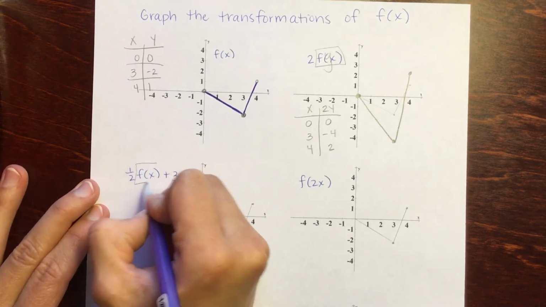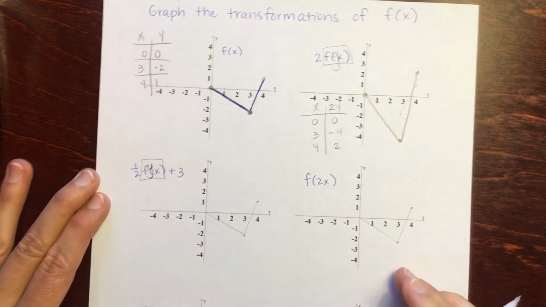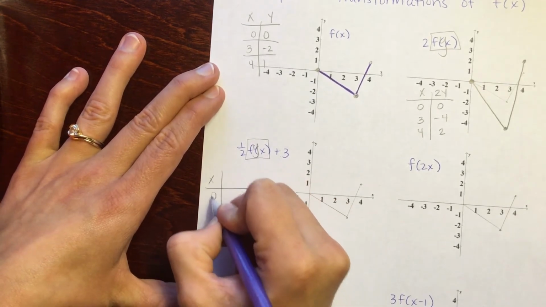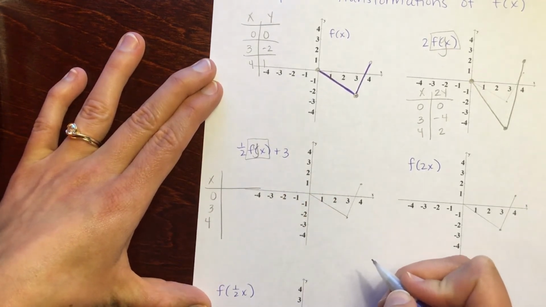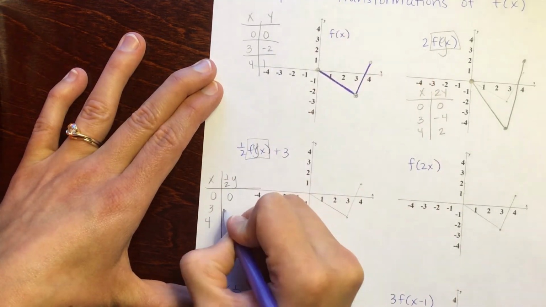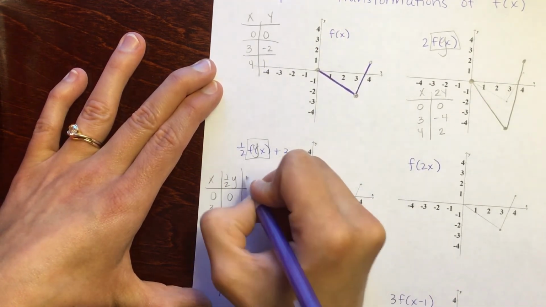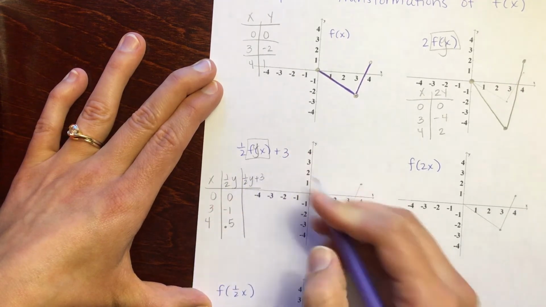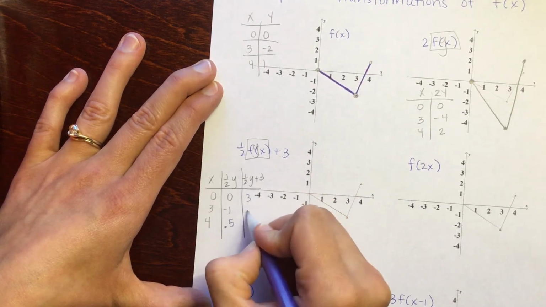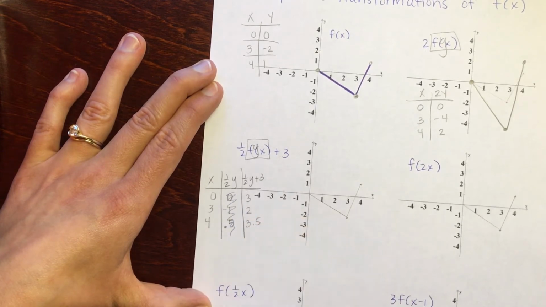Same idea, we're going to do the same thing here. This f of x is the same thing as my y. So I'm just going to multiply my y values by 1/2 and then add 3. So I'm going to rewrite my table. X values stay the same. Multiply y times 1/2, so 0 times 1/2, negative 2 times 1/2, and 1 times 1/2. I have to do it in 2 steps because I will mess up otherwise. So I'm going to multiply my y values by 1/2 and then add 3. So 0 plus 3, negative 1 plus 3, and 1/2 plus 3. Okay, that's my intermediate step.